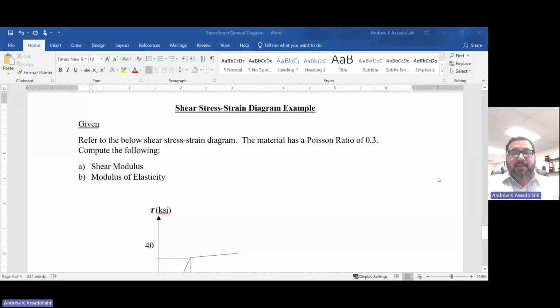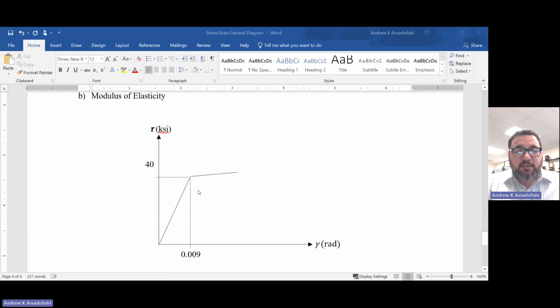I'm going to share my screen and I'm going to share a Word file that has an example of a shear stress strain diagram. So we're being told to refer to the diagram below, and we're being told that the material has a Poisson's ratio of 0.3. And we're being asked to compute the following. Part A is the shear modulus, and part B is the modulus of elasticity, okay? So let's take a look at what we have here.